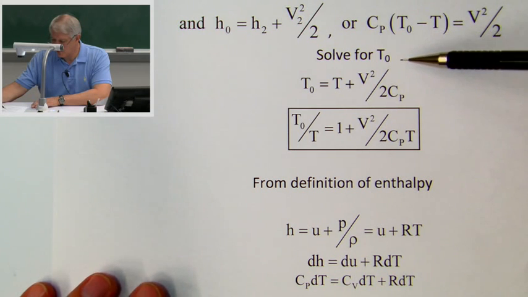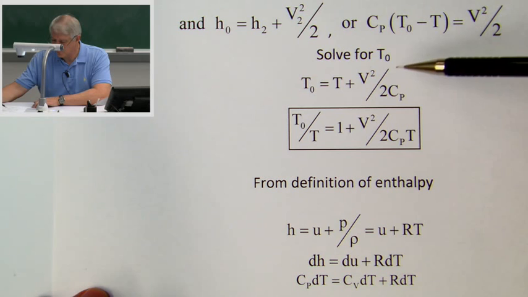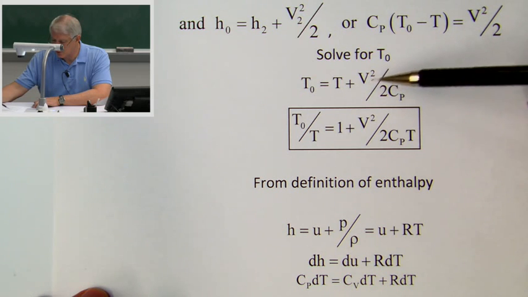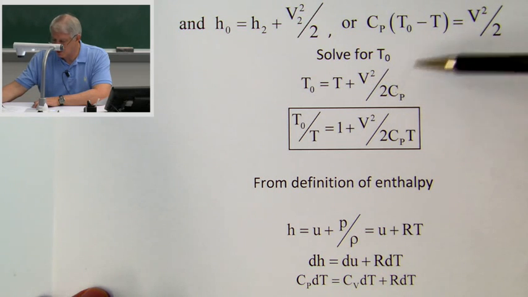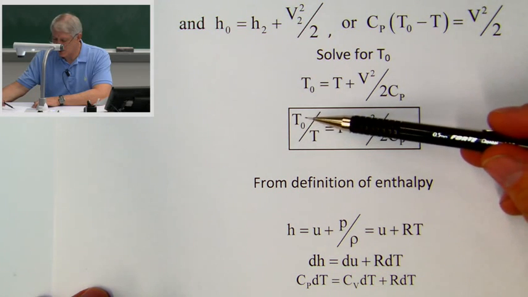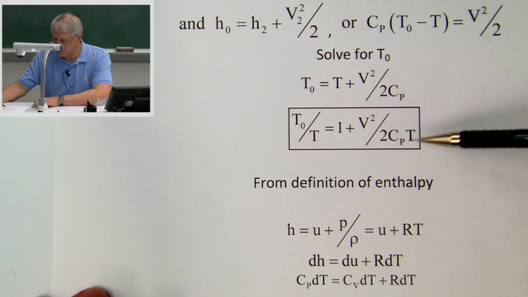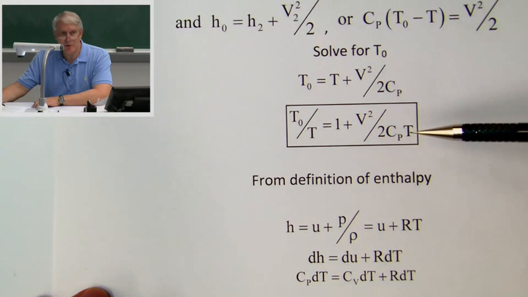And we're going to solve this for T0. Now we've already done this once in a previous lecture. T0 is equal to T plus V squared over 2Cp, and then I'm going to divide by T so that we have the ratio of the stagnation temperature to the temperature is equal to 1 plus V squared over 2CpT. So we haven't done anything new yet here.